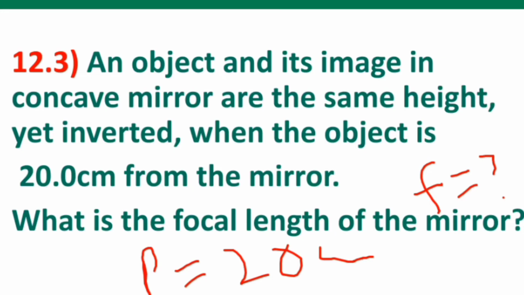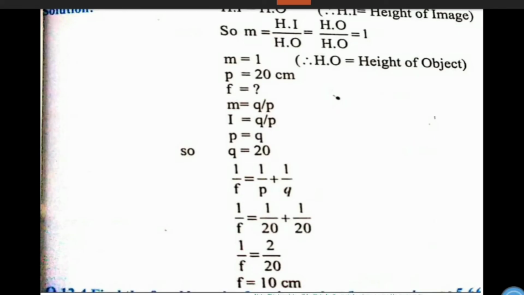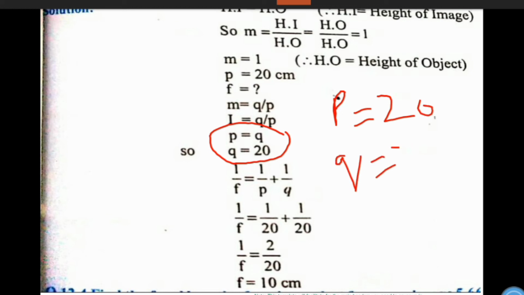Now, it has been given that P is equal to 20 centimeter, then Q is also equal to 20 centimeter. As we have proved it, P is equal to Q. So if the value of P is 20, then the value of Q is also equal to 20 centimeter. And we have to find F. Now, Q is equal to 20. So when P is equal to 20 centimeter, then the value of Q is also equal to 20 centimeter.